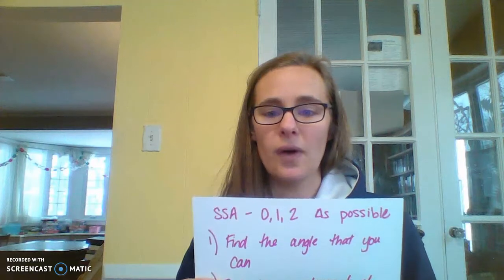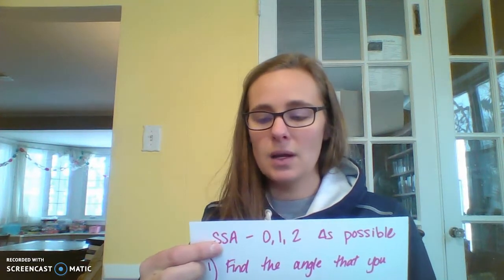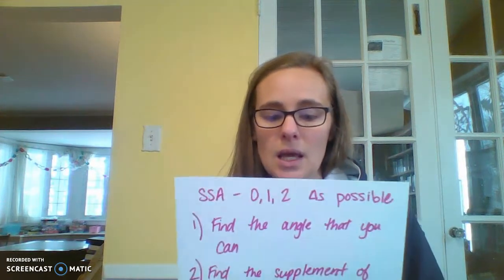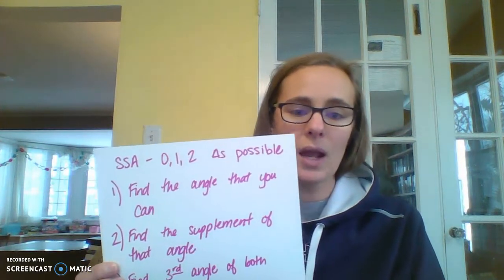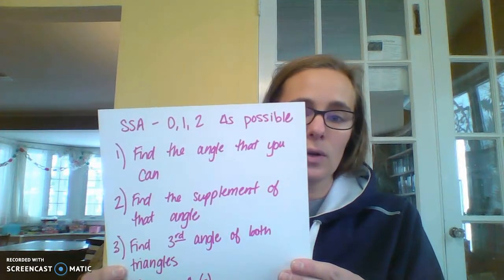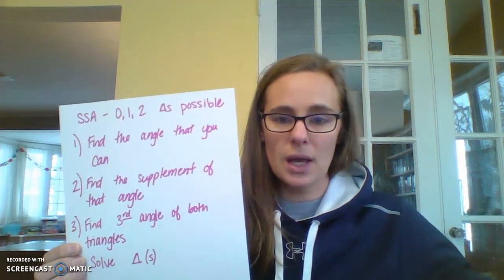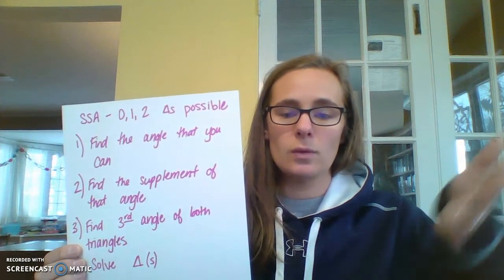So this is kind of the steps that we're going to follow with all of them, and we'll look at those 3 examples. So the first thing that you're going to do is find the angle that you can, because you have side angle. You can then find the other angle that's across from one of those sides. The second thing is then to find the supplement of that angle. Third is then to find the third angle of both of those 2 triangles. So the triangle that you found originally, and then the triangle that you also found with the supplement.